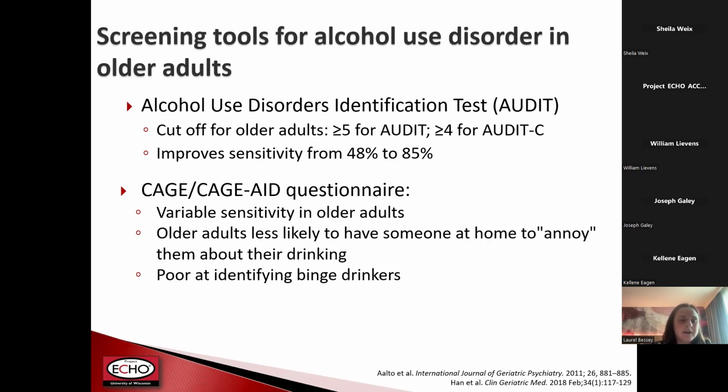The CAGE and CAGE-AID questionnaires are very commonly used in settings. These have been shown to have variable sensitivity in older adults. Older adults are less likely to have someone at home to annoy them about their drinking, and it tends to be poor at identifying binge drinkers, which, as you saw in my first slide, is a big problem. Next slide.